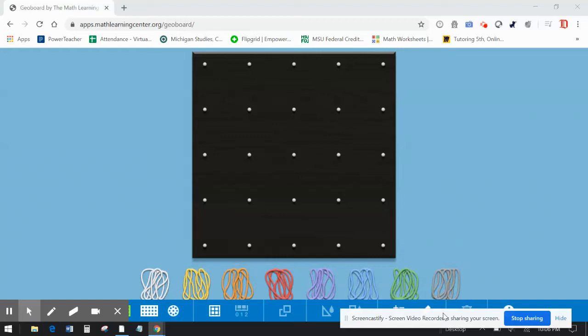All right, boys and girls, so today we're going to continue our geometry unit, and today we're going to get to go onto an online geoboard. You might remember what a geoboard is from class from second grade.